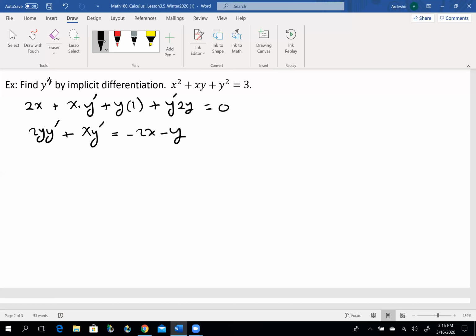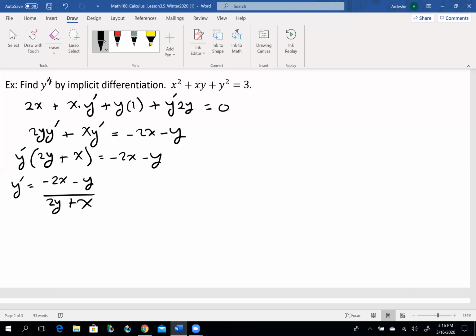So now I'm going to again factor out the y prime, so it's going to be y prime times (2y plus x) equal to negative 2x minus y, and again divide both sides by 2y plus x, so y prime equals negative 2x minus y all over 2y plus x. So this is the y prime, but the problem asked me to find the double prime.